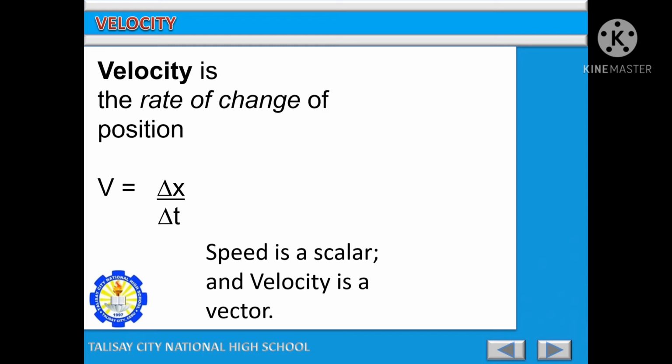Mathematically, velocity is the rate of change of position. If you notice, velocity is also a rate, but it is the rate of the change in position. That means velocity is actually displacement divided by time, or the change in position over the change in time. Take note, speed is a scalar quantity. That means we do not put emphasis on direction. But velocity is a vector quantity. That means in calculation, the direction to which an object is taking actually matters.